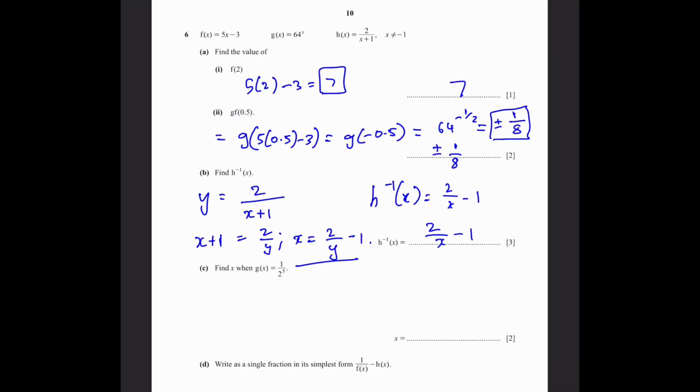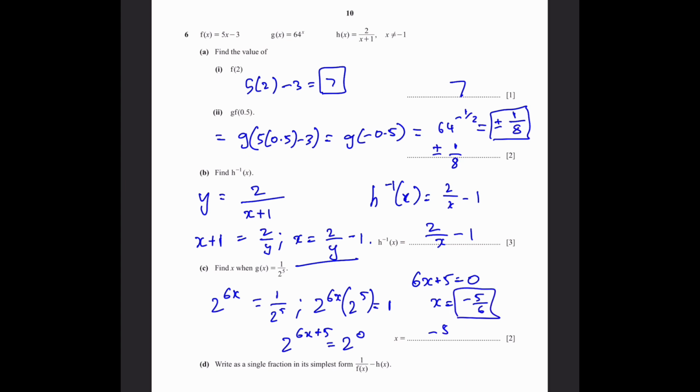Part C. Find x when g of x equals 1 by 2 to the power of 5. So that means 64 to the power of x is equal to 1 by 2 to the power of 5. And 64 to the power of x is just 2 to the power of 6, to the power of x, which is 2 to the power of 6x. So 2 to the power of 6x times 2 to the power of 5 equals 1. That's 2 to the power of 6x plus 5. And 1 is just 2 to the power of 0. So now, equating the exponents, 6x plus 5 is equal to 0, and x is minus 5 by 6. So that'll be our answer.